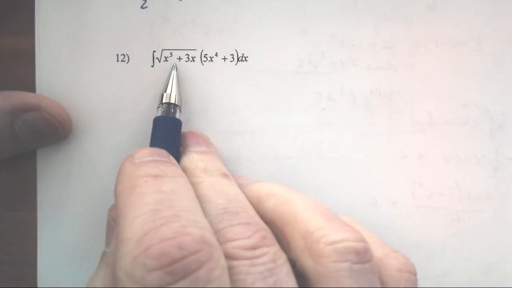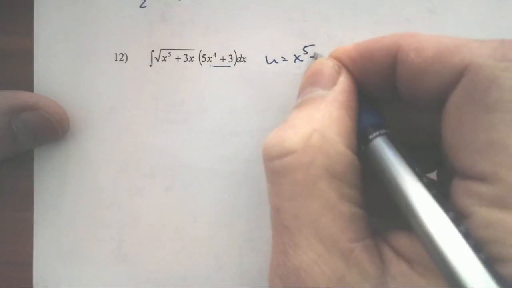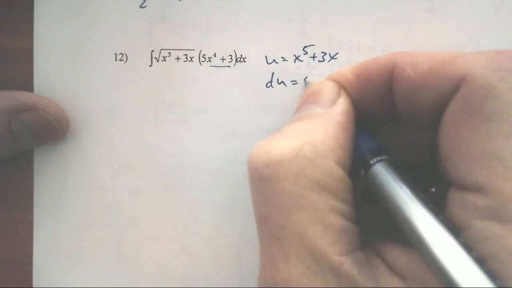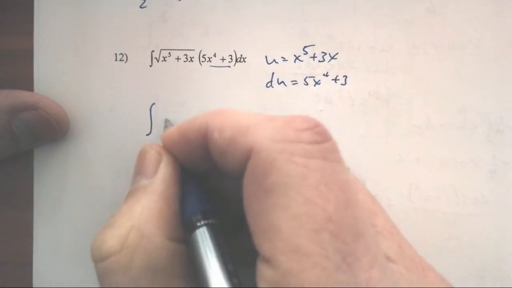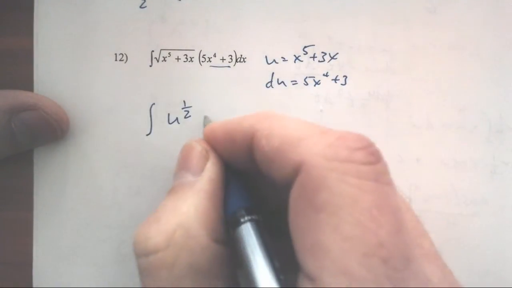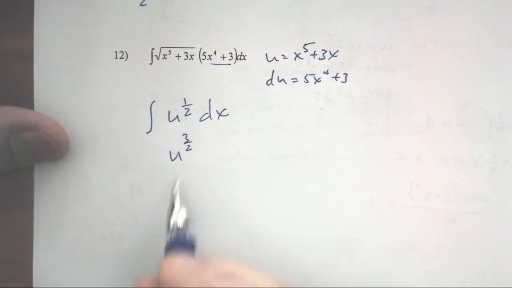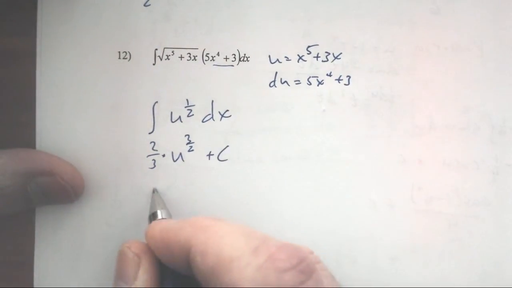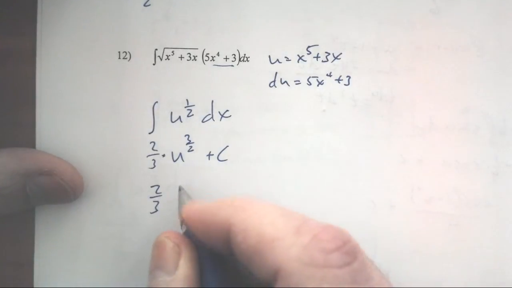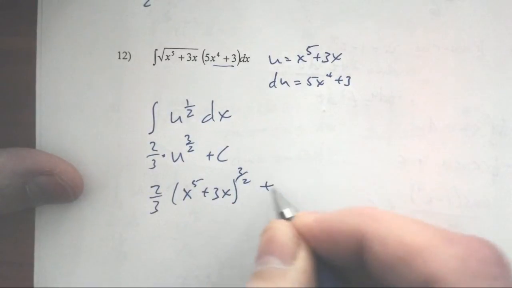Okay, this looks like a u dv at first glimpse, but then I notice the derivative of x to the 5th plus 3x is right here. u is x to the 5th plus 3x, du is 5x to the 4th plus 3, and that is just perfect. Integral of u to the 1/2, square root of u, du. Well, how about that? That is u to the 3/2 on 3/2, or times 2/3, plus c, or 2/3 times x to the 5th plus 3x to the 3/2 plus c.